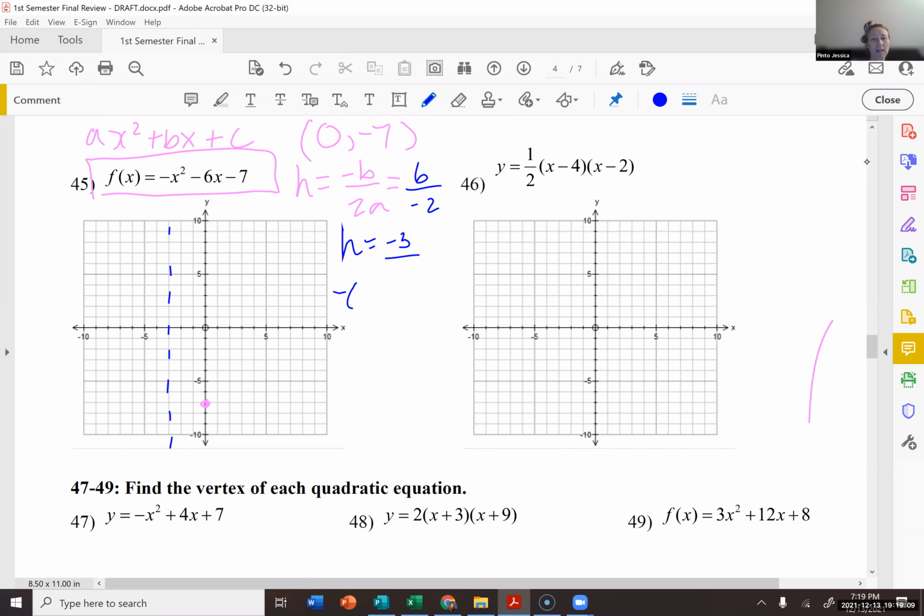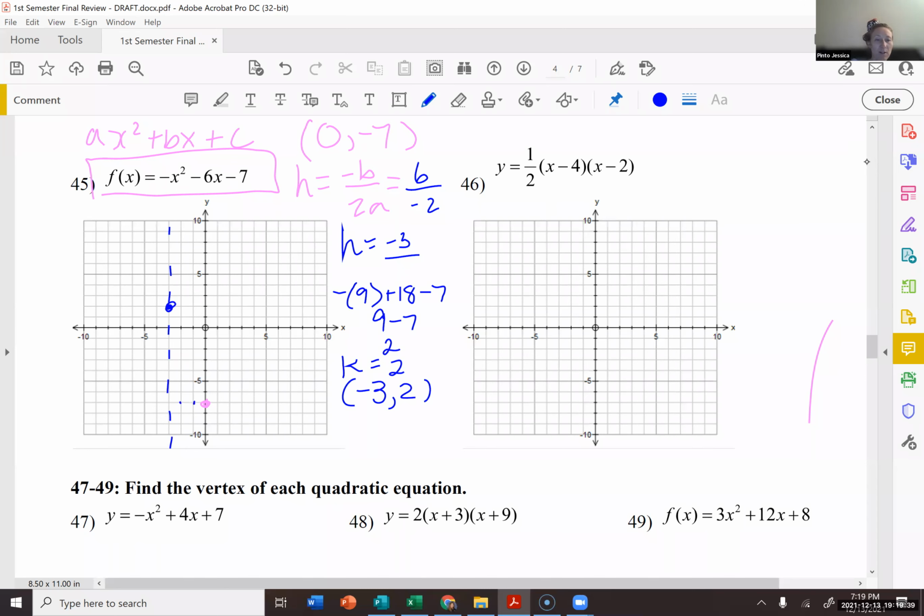So that's going to be negative. -3 squared is 9. So the negative comes after, so that stays negative. And then I have -3 times -6, positive 18, and then -7. So 9 minus 7, which is 2. So the k value is equal to 2, meaning the vertex is (-3, 2).